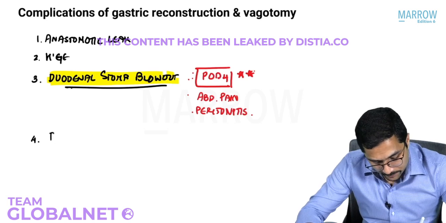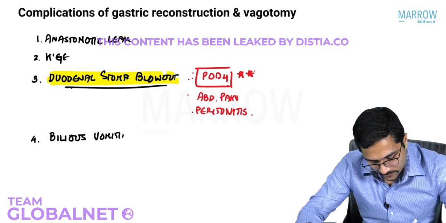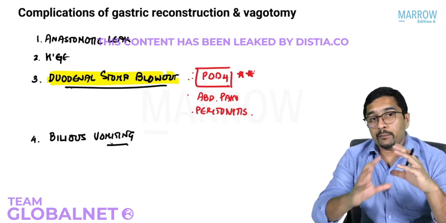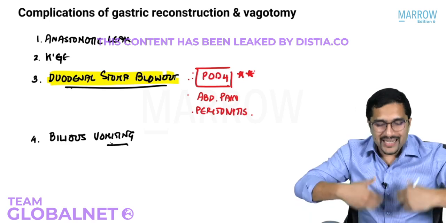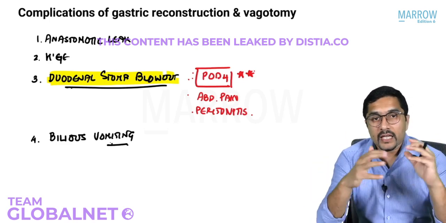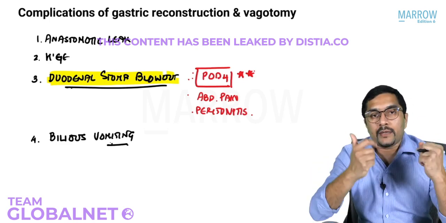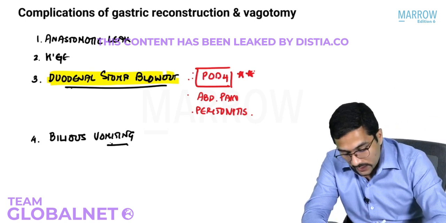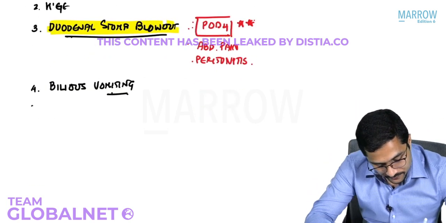Other complications are bilious vomiting, because we've now anastomosed the duodenum with the stomach and the pylorus is not there. So bile can reflux up. Even through the jejunum, bile can come into the stomach and there can be bilious vomiting.